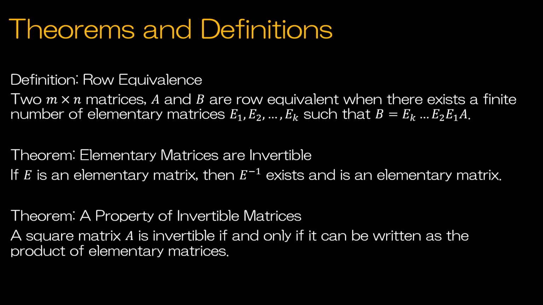Let's take a look at a couple of theorems and definitions. So one is a definition, row equivalence. We know that two matrices are row equivalent when there exists a finite number of elementary matrices such that B is equal to Ek times Ek-1 all the way down to E1.